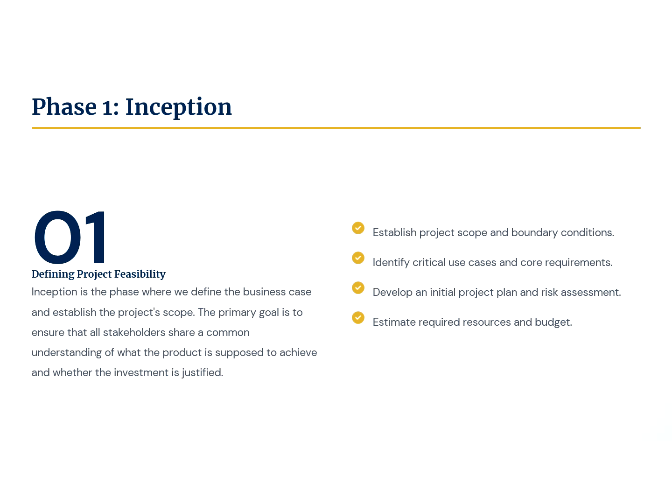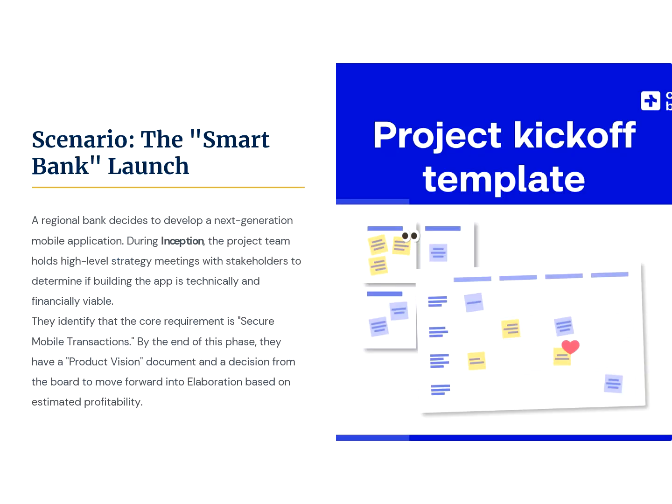Let us discuss that with the help of an example. The smart banking example. For example, a bank wants to create a mobile application. So what happens in the inception phase? Meetings are held with the stakeholders. The main goal identified is secure transactions. Cost and feasibility are evaluated. So at the end of that inception phase, the management decides, yes, this project is profitable. Let's proceed.